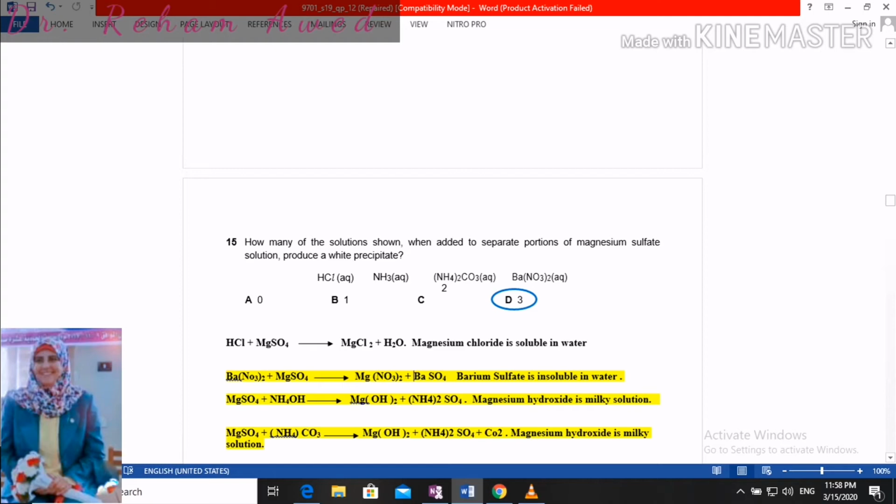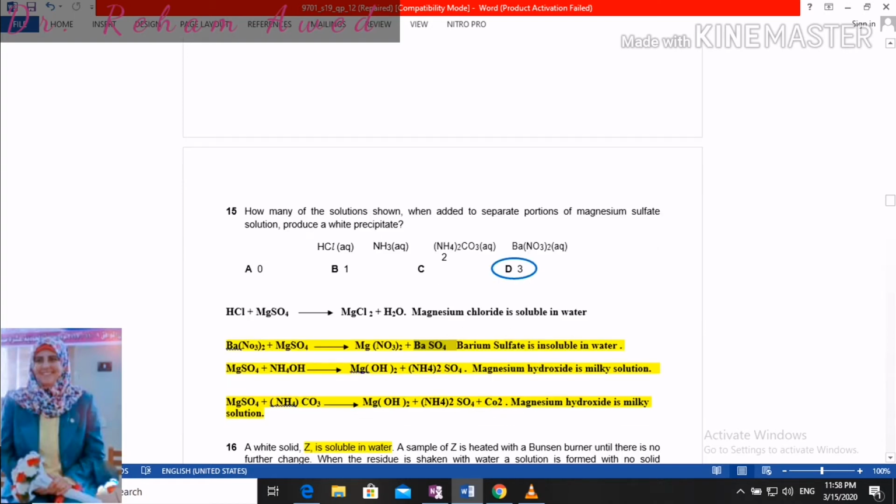Barium nitrate plus magnesium sulfate will form barium sulfate. Barium sulfate is insoluble in water, so we will have an insoluble precipitate in our solution, plus magnesium nitrate. Magnesium nitrate is soluble in water. Magnesium sulfate plus ammonium hydroxide will form magnesium hydroxide. Magnesium hydroxide is a milky solution, plus ammonium sulfate.